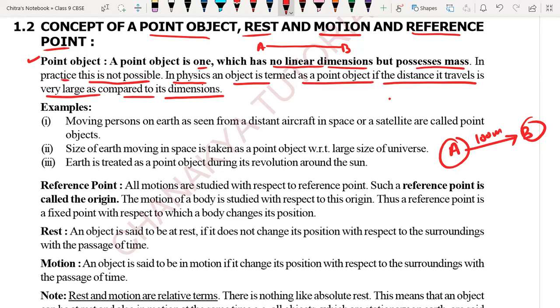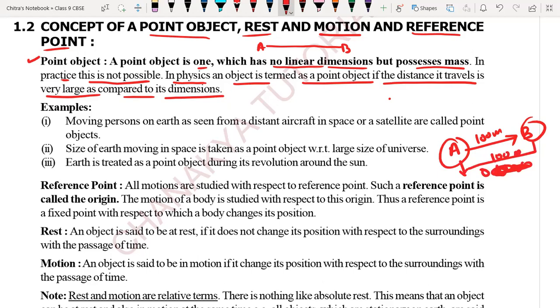The comparison between them is called the distance. Suppose point A has 0 after travel. 0 means the distance is 0, because we are starting the motion from this point object. So it will be 0, and it is a position only. And it travels 100 meters. Means the difference between point A and point B will be 100 meters. So this is nothing but the distance between the two point objects.